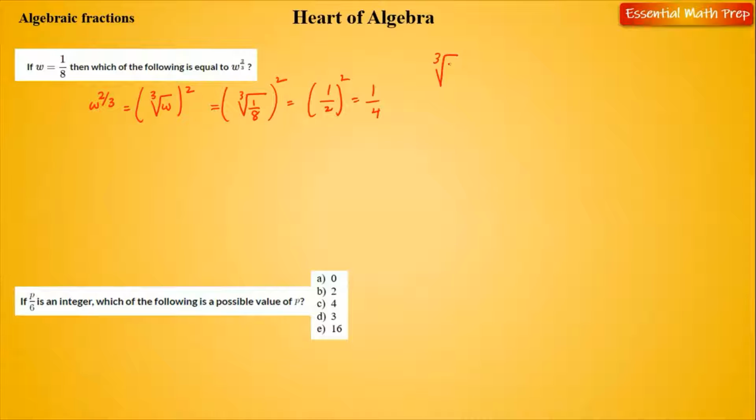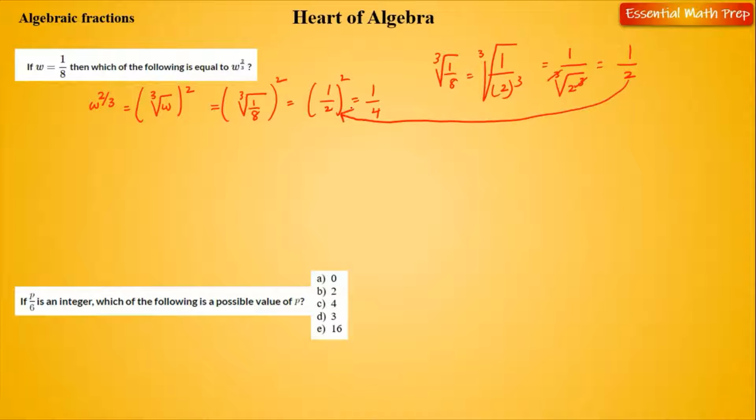cube root of 1/8 is same as cube root of 1 over 2 cube, right? And cube root of 1 is just 1. And cube root of 2 cube, the 3's cancel out, which leaves you with just 2. And that's how I got this 1/2 here. Okay. And it's a very simple problem, but you can expect this sort of problem on a SAT exam, right?